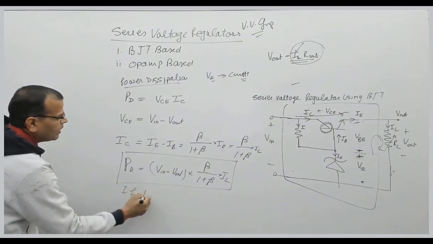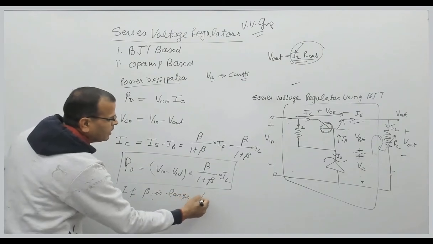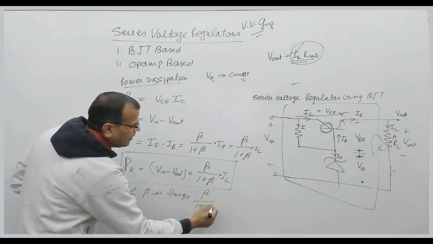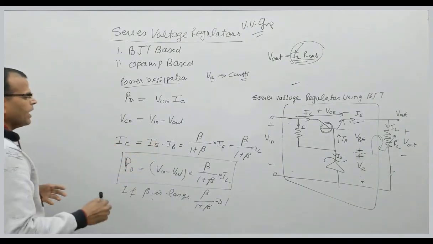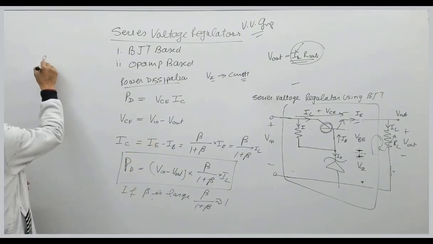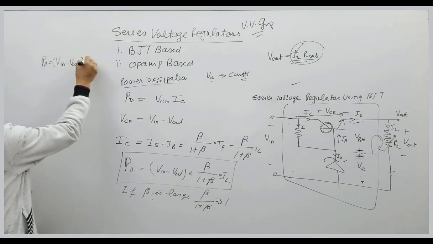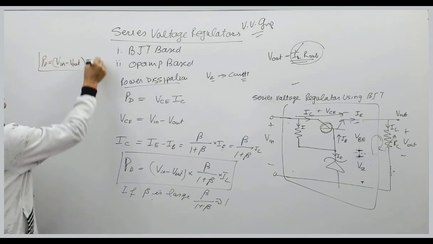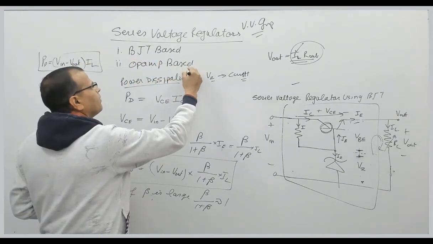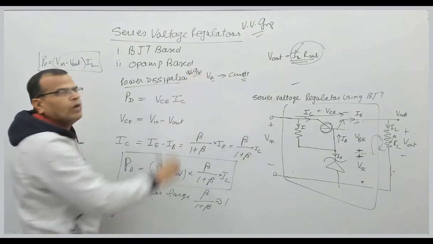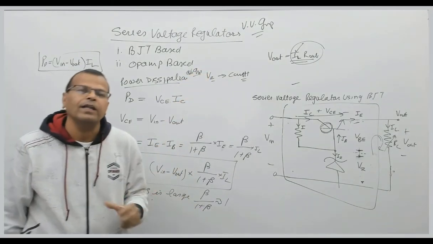But if beta is large, in that case beta by 1 plus beta will be approximately 1. That is the general assumption we carry. So in that case, power dissipation will be V in minus V out multiplied by the load current. So this topic is very important. You have questions in exams, numericals rather, based on this topic in different exams.